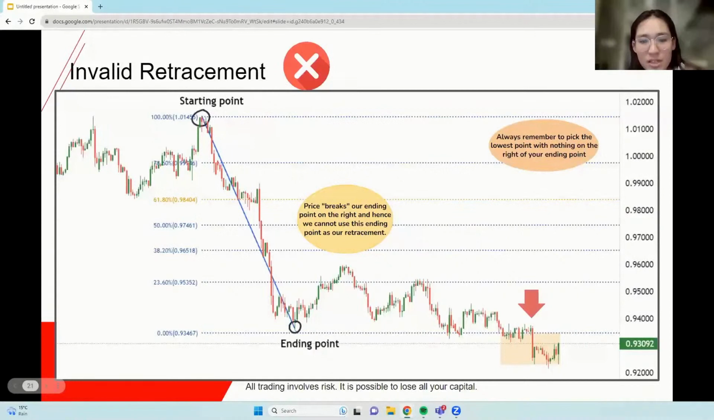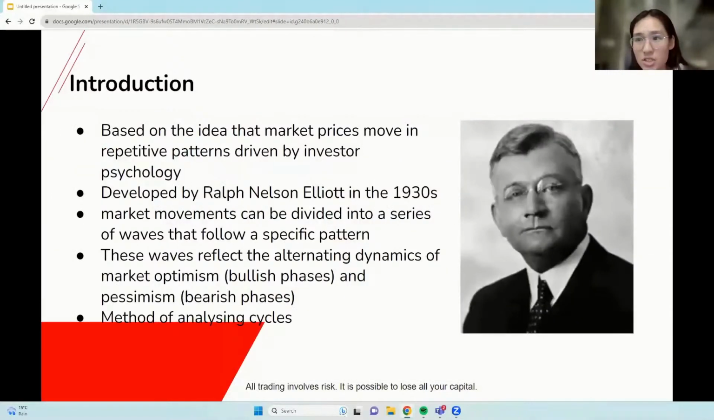Okay, that kind of brings us to the end of our recap for the Fibonacci section. So let's get into the introduction for our Elliott wave theory now.